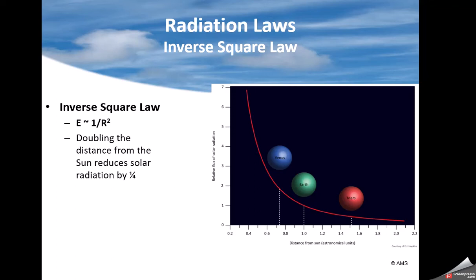So in other words, if the Earth was moved twice as far from the sun, we would only have 1/4 of the energy, not a half, but 1/4. So if it moved out even more, think about how much that would decrease. That's why as you go out in the solar system, the amount of energy reaching these planets is getting less and less.